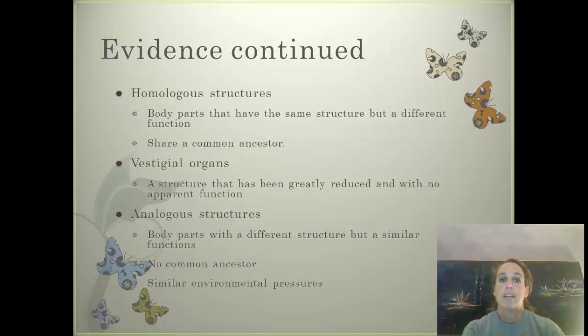Okay, the next type of evidence, sorry, is called a homologous structure. So the prefix homo means the same. Okay, it's important to make sure you know what that prefix means. We'll talk about it a lot. So homo means same. So homologous structures are body parts that have the same structure but a different function.